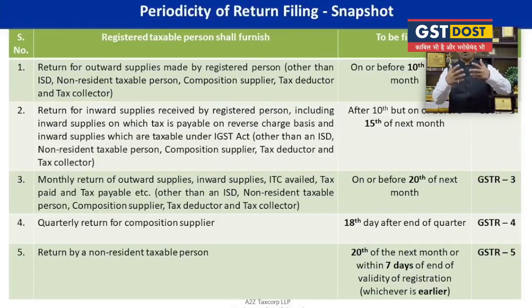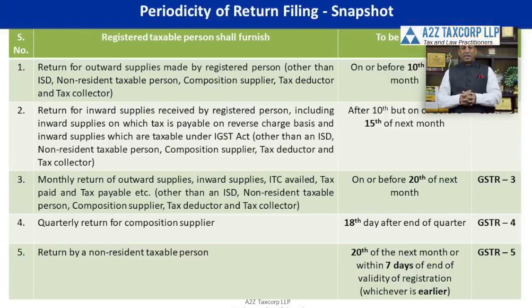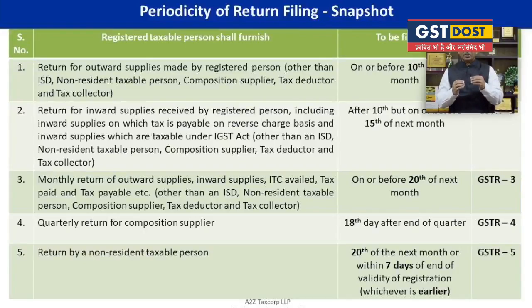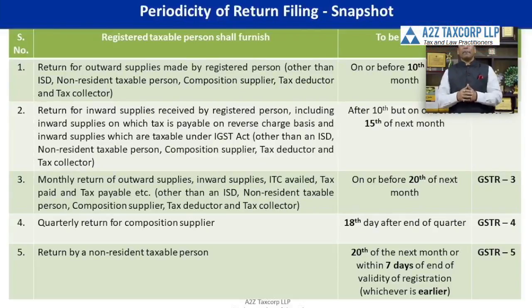And who can opt for composition dealer registration in GST? Trader, manufacturer and restaurant. An important condition you should keep in mind: you can opt for composition dealer registration only when aggregate turnover is not more than 75 lakh rupees, and you are not engaged in interstate outward supply, or you are not supplying goods through an e-commerce operator. So these are the exceptions. They cannot go for composition dealer registration.